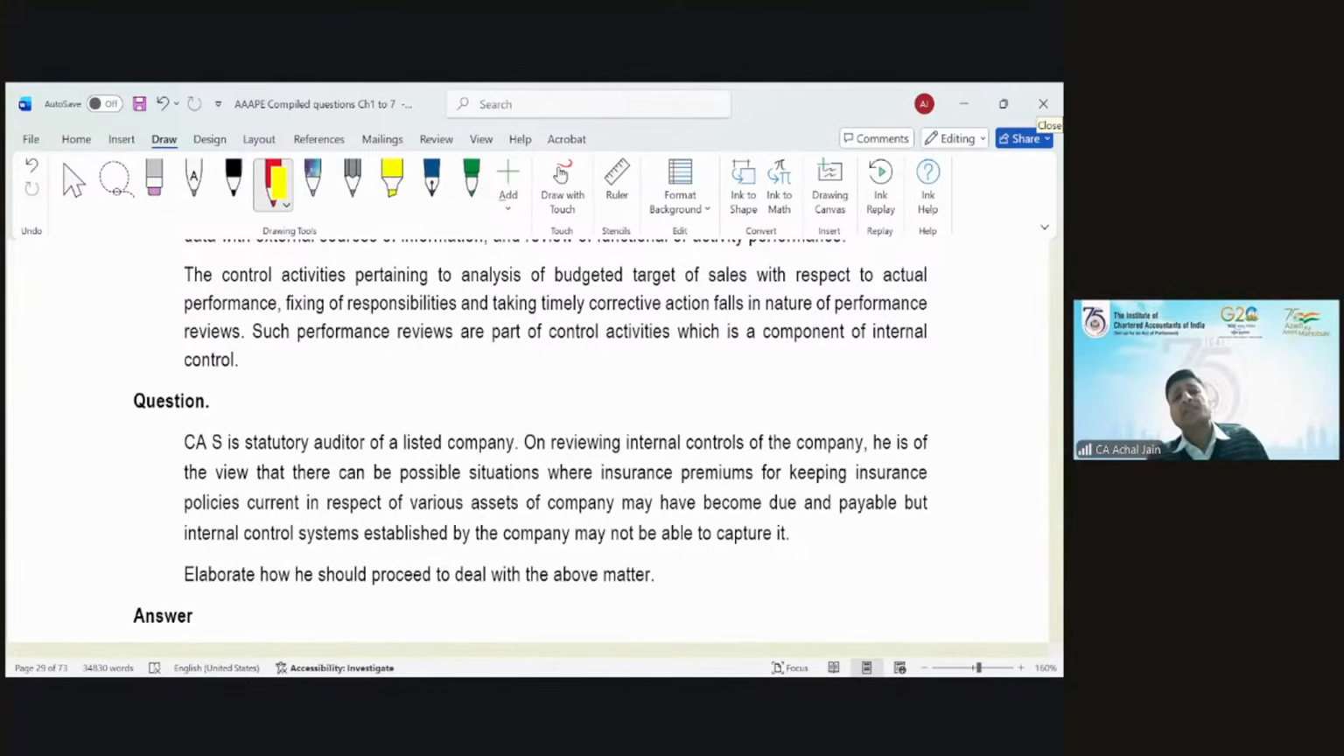CA S is the statutory auditor of a listed company. On reviewing internal controls of the company, he is of the view that there can be possible situations where insurance premiums for keeping insurance policies current in respect of various assets of the company may have become due and payable, but internal control systems established by the company may not be able to capture it. Elaborate how he should proceed to deal with the above matter.